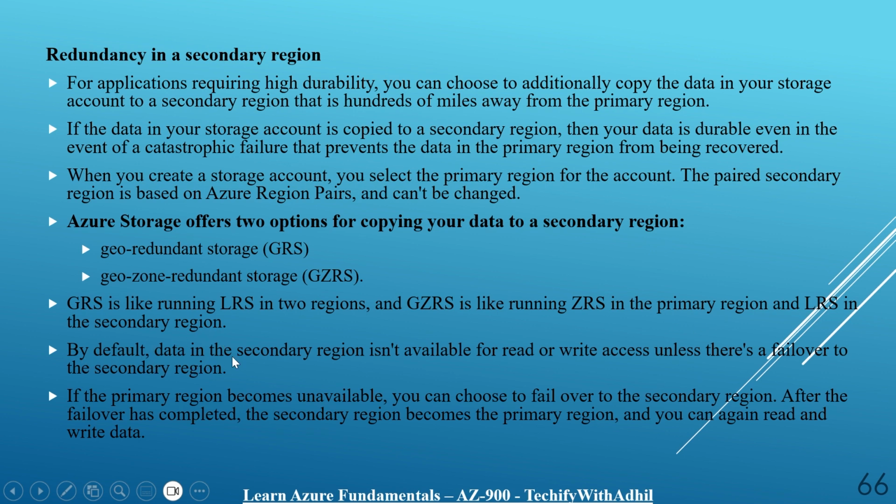By default, the data in the secondary region isn't available for read or write access unless there's a failover to the secondary region. So if the primary region becomes unavailable, you can choose to failover to the secondary region. After the failover has completed, the secondary region becomes the primary region and you can again read and write data. So the secondary region will be like a standby region. It will not be active, so you cannot access both the regions. Only when your primary region becomes unavailable, then the secondary region becomes the primary, so then you can read and write in the secondary region.